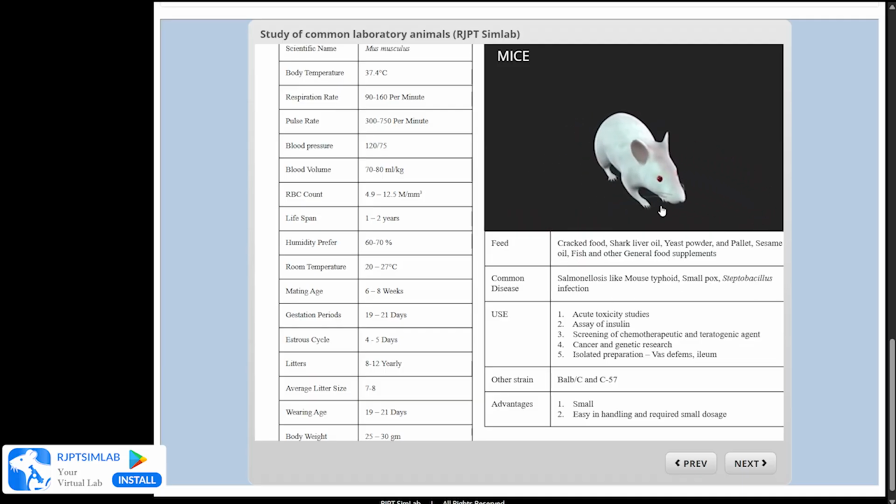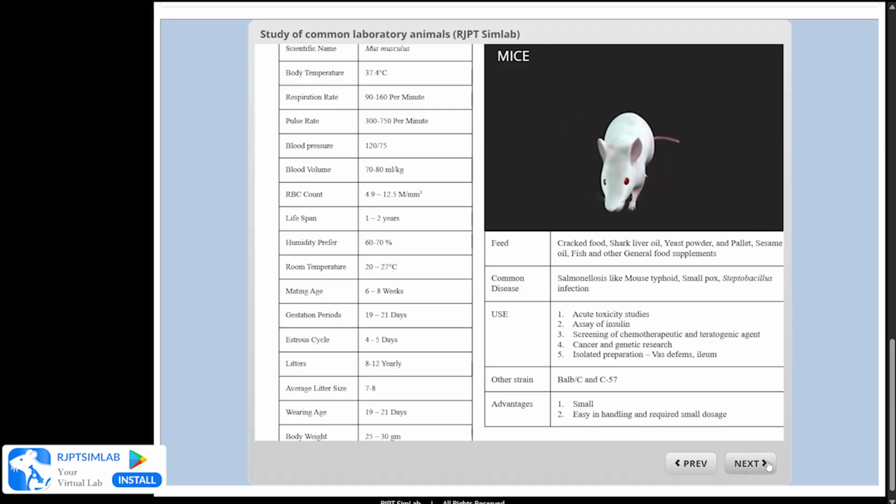The use of mice in the laboratories is for the study of acute toxicity studies, assay of insulin, screening of chemotherapeutic and teratogenic agents, cancer research, isolated preparation of vas deferens and ileum. Other strains of mice are Balb/c and C57. The advantages of using mice in pharmacological experiments is that it is small in size, easy in handling, and requires small dosage of drugs.